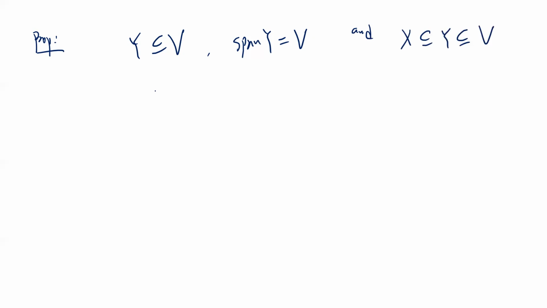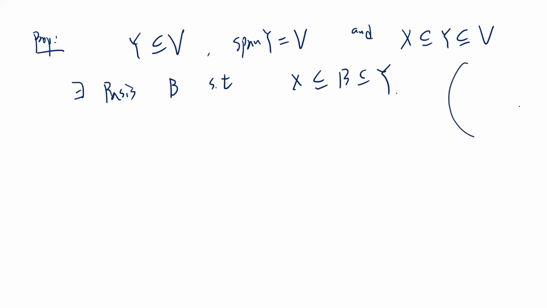Yeah, and there's another lemma which is easy. So there's a proposition. I think this proposition is trivial. If Y is a subset of a vector space, and the span of Y equals V, and X is a subset of Y, then there is a basis B such that X is contained in B, which is contained in Y. Okay. So basically, this tells you that if you have a vector space V and you have some vectors Y that generate V, right?